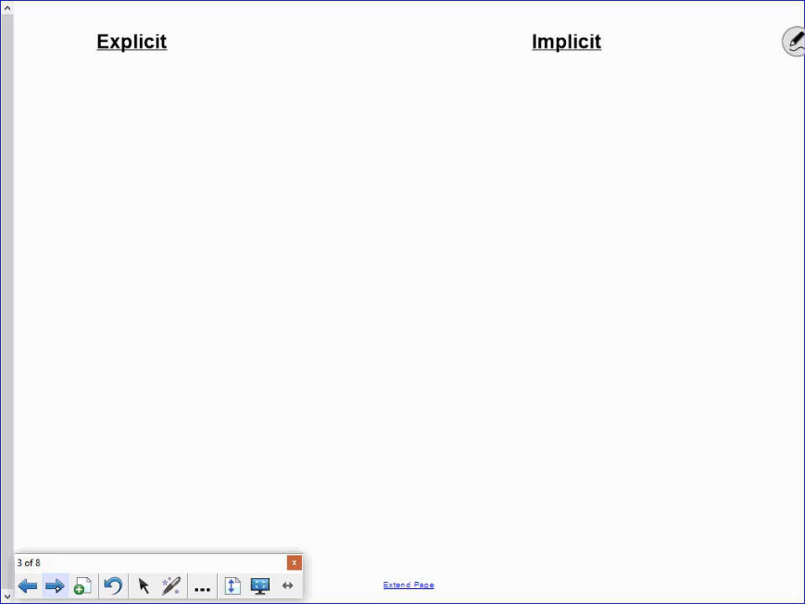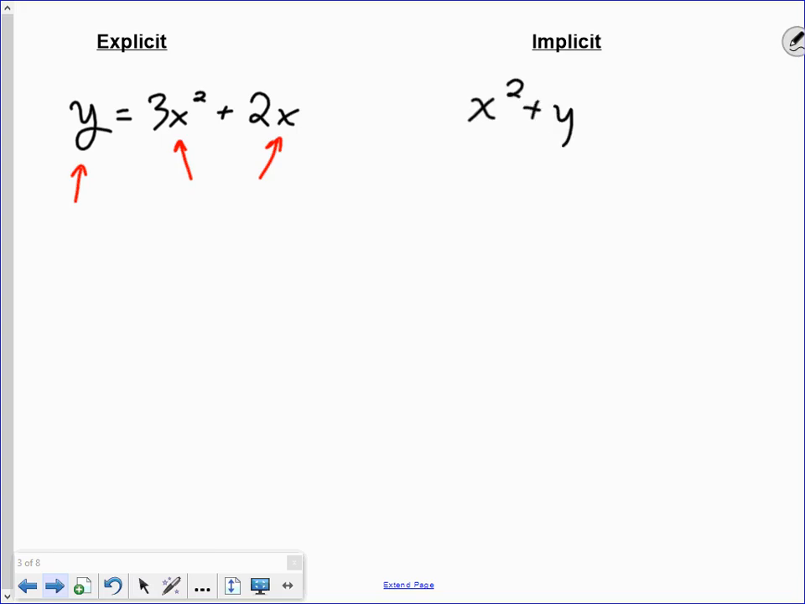On to the main part of the lesson here. Explicit and implicit functions. We have been dealing with functions that are defined explicitly. Something like y equals 3x squared plus 2x is an explicit function, right? We've got x on one side, we've got y on the other side. It's y equals something in terms of x. Functions or relations can also be defined implicitly. An example of an implicit relation is something like this.